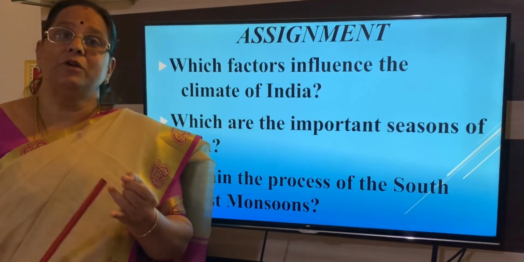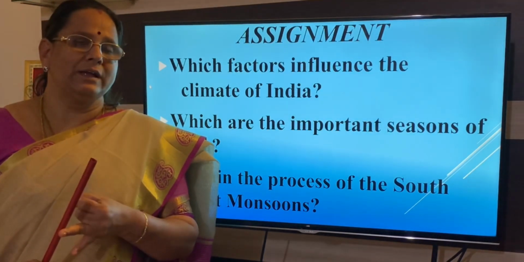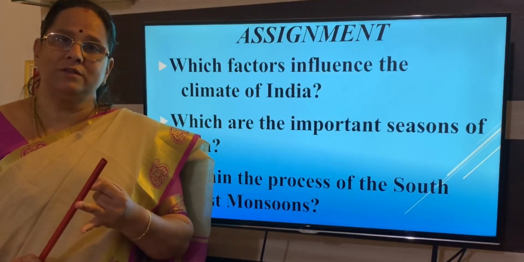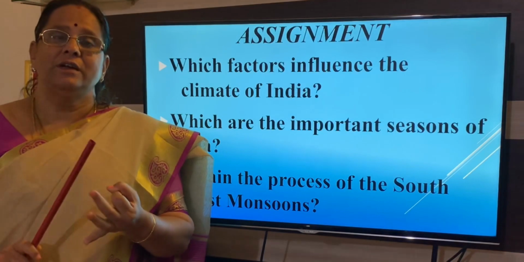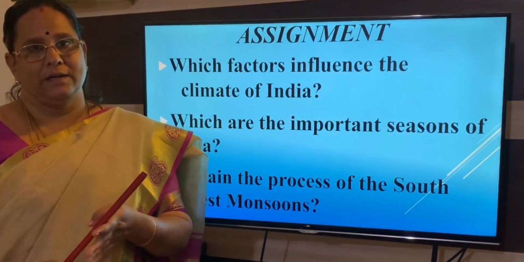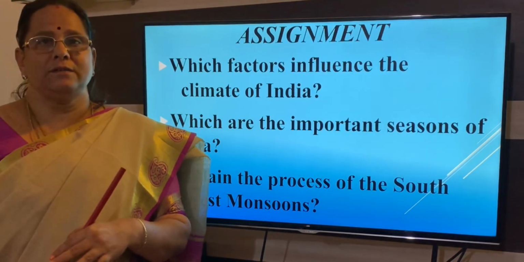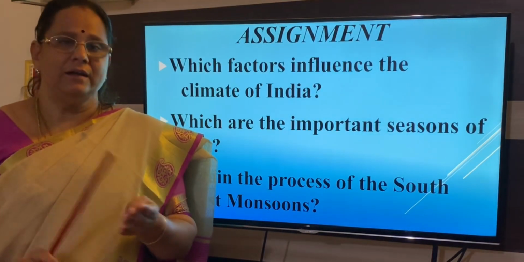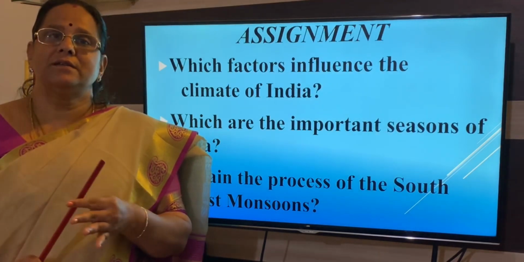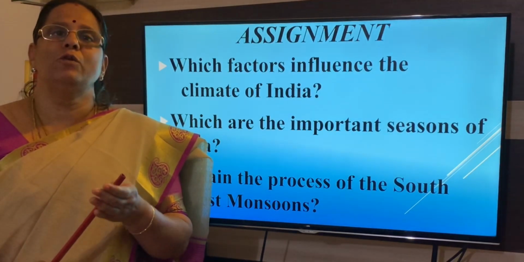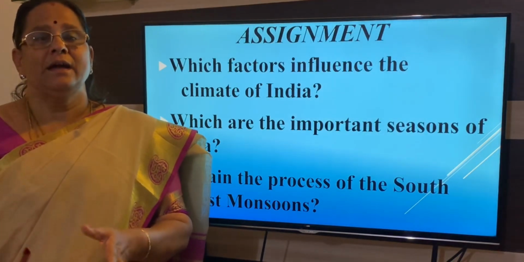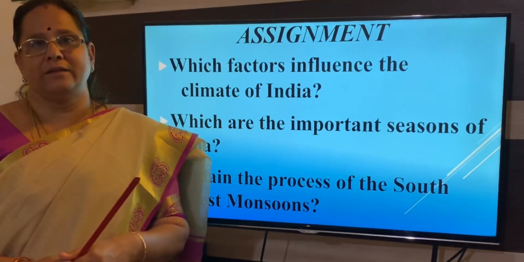Now next we learned about factors, 4 factors. What are the 4 factors? I showed you with the picture. First one was location. Second one was, it was about the relief feature. Third one, water bodies. And last one is monsoon wind. Then we learned about 4 seasons. The 4 seasons are winter season, summer season, rainy season and retreating monsoon season. So these are the 4 seasons we have learnt about it. And we started learning detailedly about winter season and its characteristics.